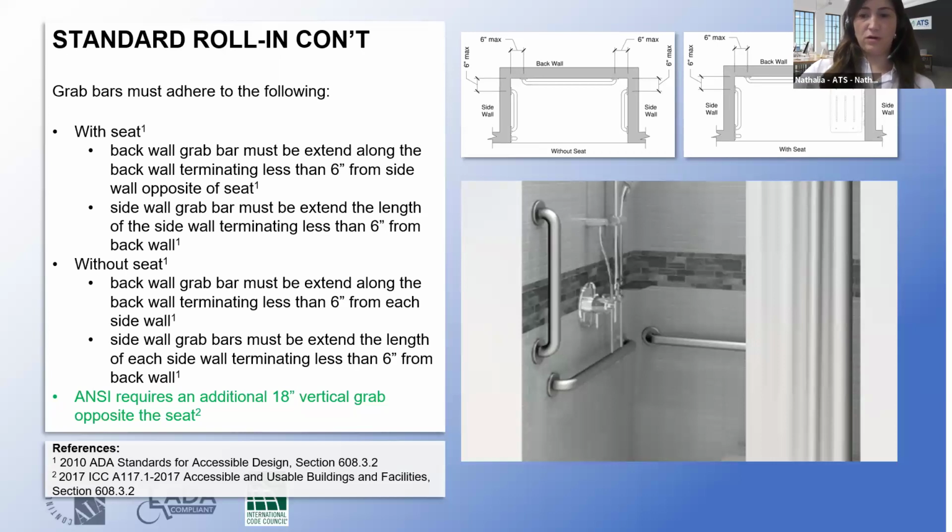The difference when you don't have a seat in your compartment is that the back grab bar should terminate less than 6 inches from each side wall. And if you are designing a place that requires ANSI, as I mentioned before, you have to add an extra 18 inches vertical grab bar on the opposite wall of the shower seat.